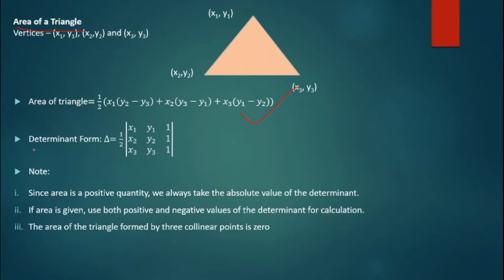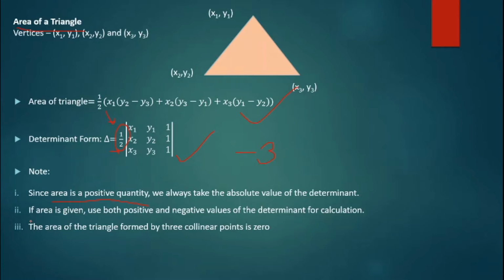In determinant form you write it like this: determinant equal to half, x1 y1 1, x2 y2 1, x3 y3 1. Nothing new, as usual. How do you find the value of the determinant? The same method you will be applying over here. Area is a positive quantity. Even though after solving you get a negative value, suppose you get negative 3, you have to write the absolute value of that. That is, if you get negative 3, your answer will be 3 square units.